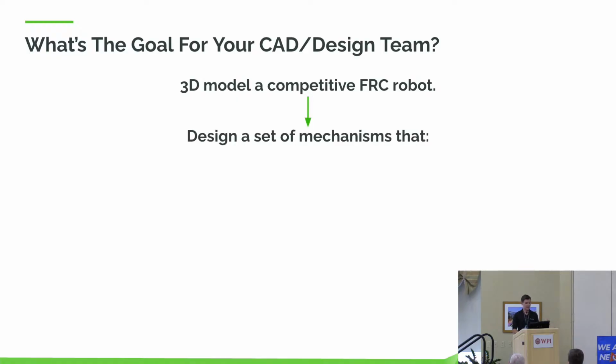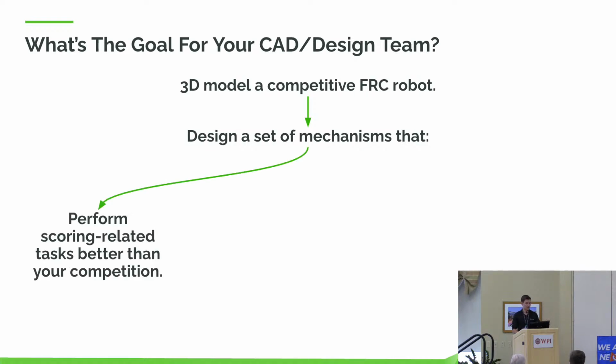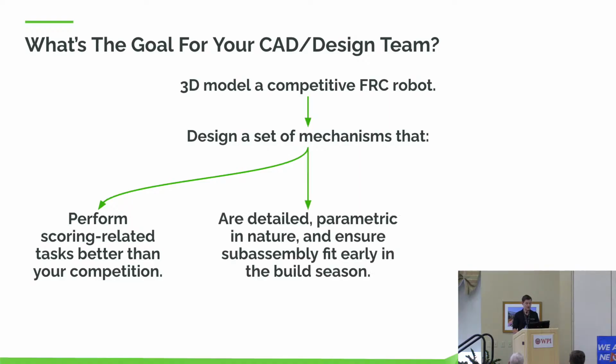I like to break it down as you need to design a set of mechanisms that do three things. The first is perform scoring-related tasks better than your competition. This is one of your goals. You want to make sure they are detailed, parametric in nature, so you can update and change them as the season progresses, and you want to ensure that your sub-assemblies fit early in the build season.